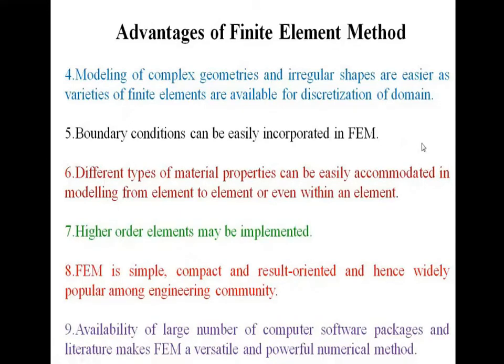What do boundary conditions mean? Now consider a beam fixed at one end and a force applied at the other end. In this problem, two conditions are given. One condition is that the beam is fixed at one end. This is boundary condition one. Then a force is applied at the free end. This is boundary condition two. These are the conditions which are imposed on the problem. They are called boundary conditions. It is not easy to apply these boundary conditions while we are solving the problem in a classical way or by the classical method.